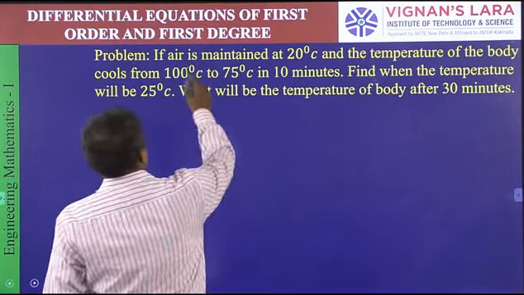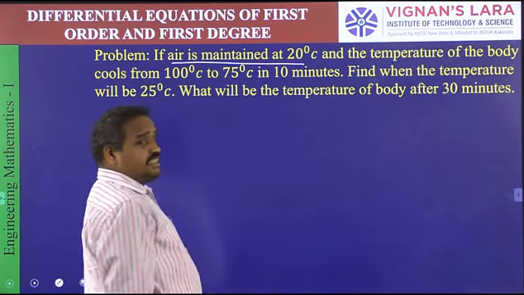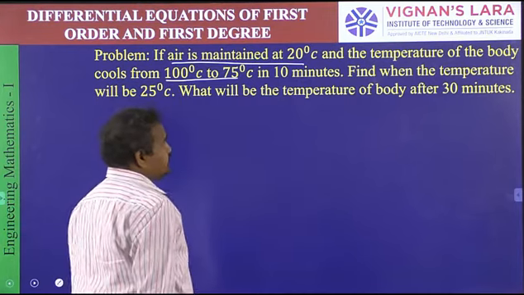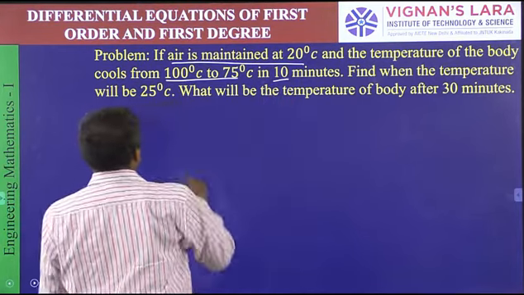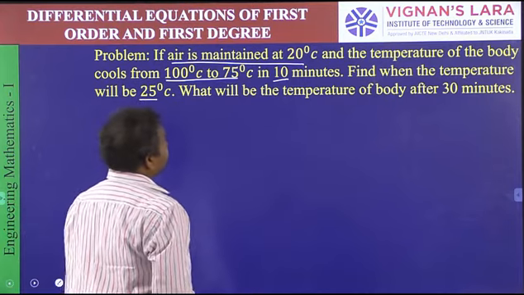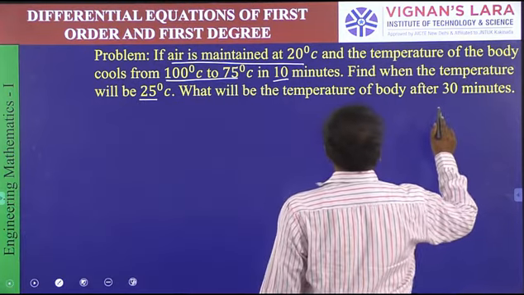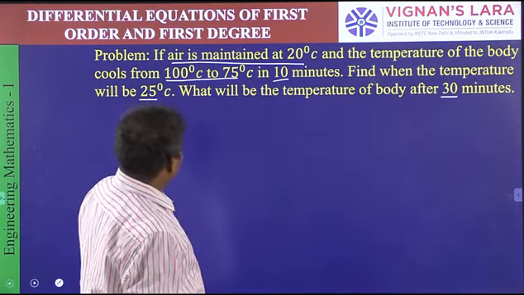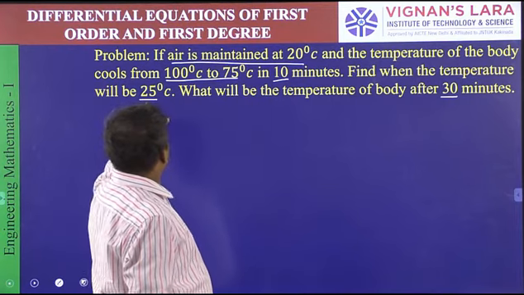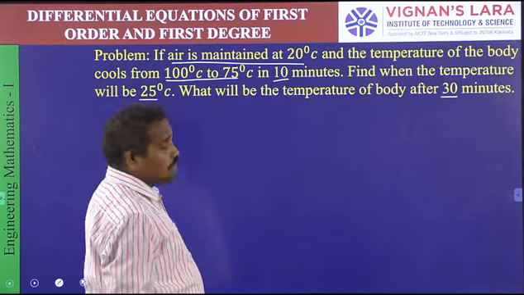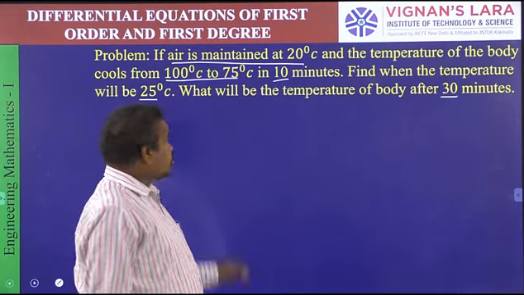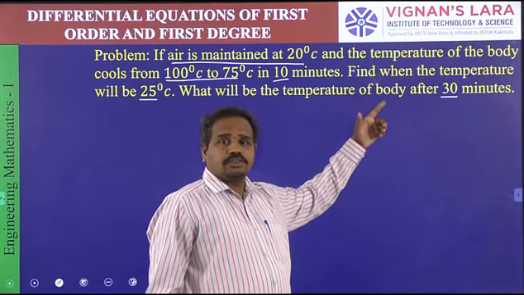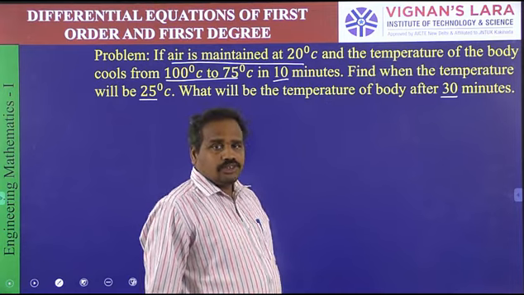So this: if air is maintained at 20 degrees centigrade and the temperature of the object cools from 100 to 75 in 10 minutes, then find when the temperature will be 25 degrees centigrade. What will be the temperature of the body after 30 minutes? Here two questions exist. What is the first question? Find when the temperature will be 25 degrees centigrade. So for this one we have to calculate time. What will be the temperature of the body after 30 minutes? Here we have to calculate the temperature of the object.